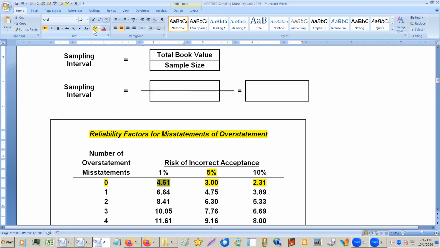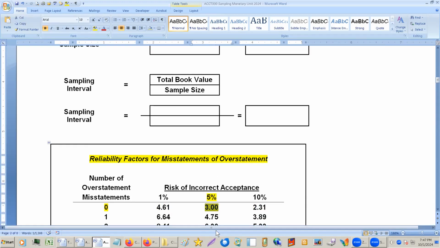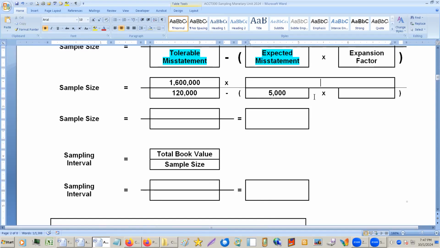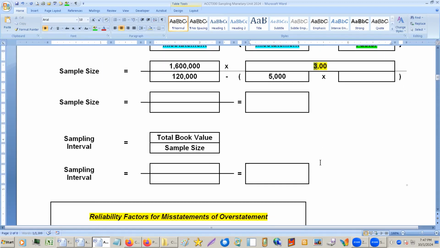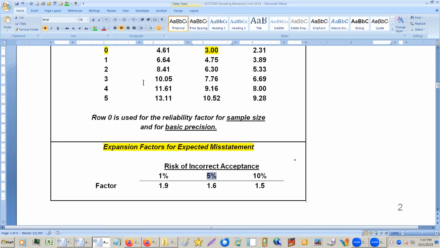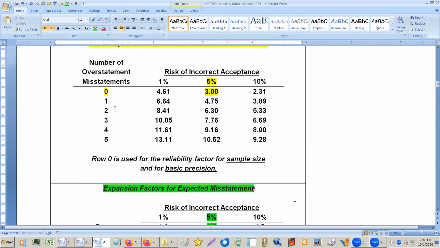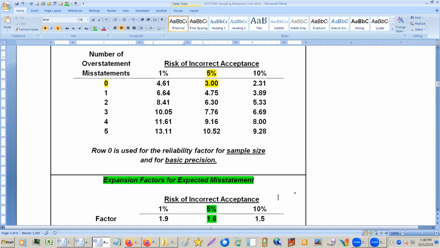Okay, so I'm going to get rid of these two. So 3 is our reliability factor that we're going to plug in up here. And we also need our expansion factor. Down here, the expansion factor. Now, the expansion factor is easier to find because it's just one row. 1.6, so 5% incorrect accept. Wait a minute, how come I got these the same color? Sorry about that. My color coordinating is not what it should be today. Okay, so expansion factor. So 1.6 will be our expansion factor.